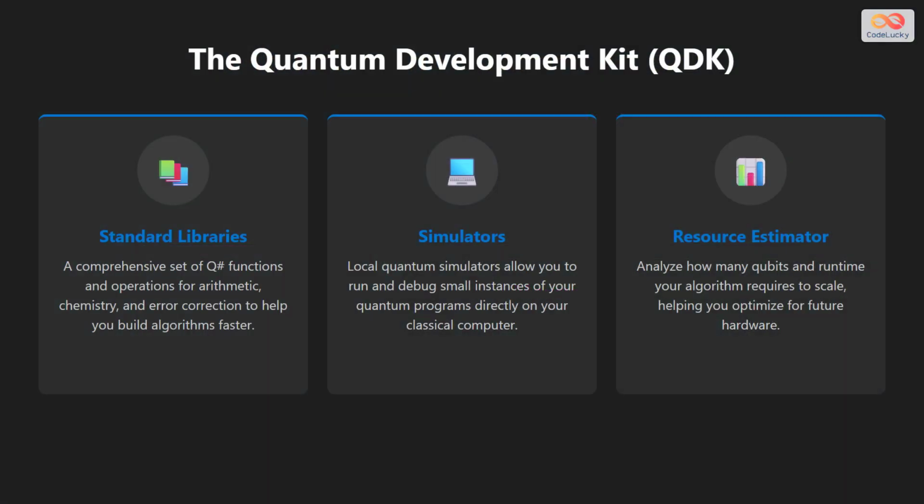Microsoft provides the Quantum Development Kit, or QDK. It includes essential tools like standard libraries for common math and chemistry functions, local simulators for testing code on your laptop, and resource estimators to help you understand the hardware requirements of your algorithms.